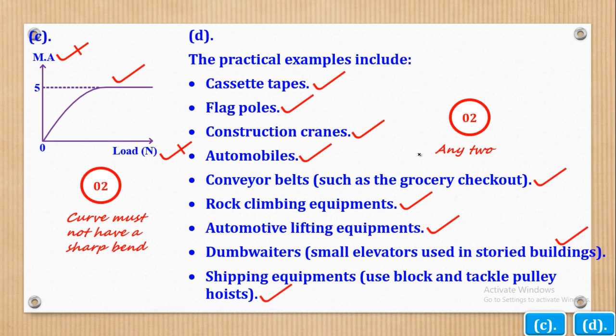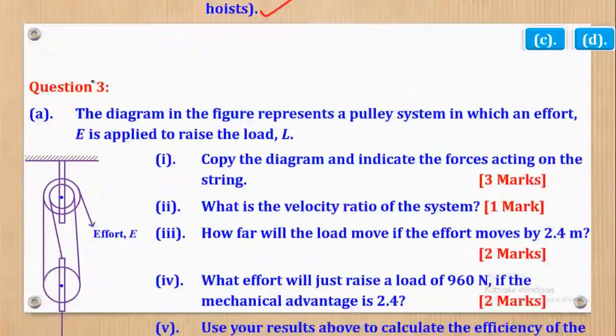So here, any 2, you get yourself these 2 marks. You don't write more than 2, you write only 2, and make sure that here the curve has no sharp bend. So that was question 2.